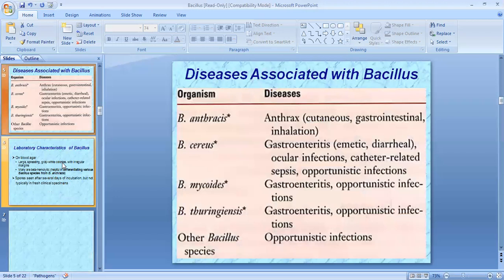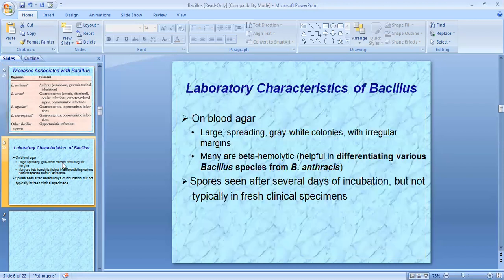The diseases associated with Bacillus are: Bacillus anthracis, which is causing anthrax. Anthrax is of three types: cutaneous, gastrointestinal, and respiratory, that is the inhalation form. Bacillus cereus is causing gastroenteritis. Then Bacillus mycoides, which is again causing opportunistic gastroenteritis. Then Bacillus thuringiensis, which again causes gastroenteritis, and some other Bacillus species are also there.